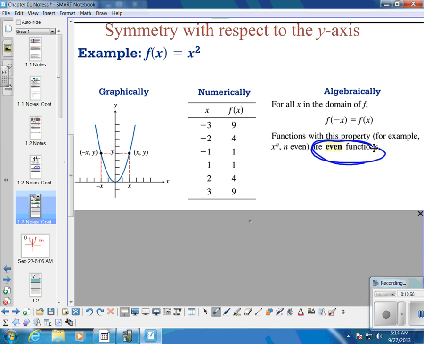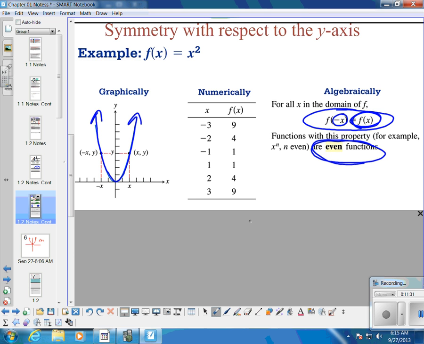Algebraically, to see if there's going to be symmetry, this is what you do. This is the key. Whatever your function is, you take every x that is in your function and replace it with a negative x. If when you do that and then you simplify it, you get what you started with, the original function f of x, then there is symmetry with respect to the y-axis. Your basic function, a parabola, very easy to see. You've got symmetry with respect to the y-axis.